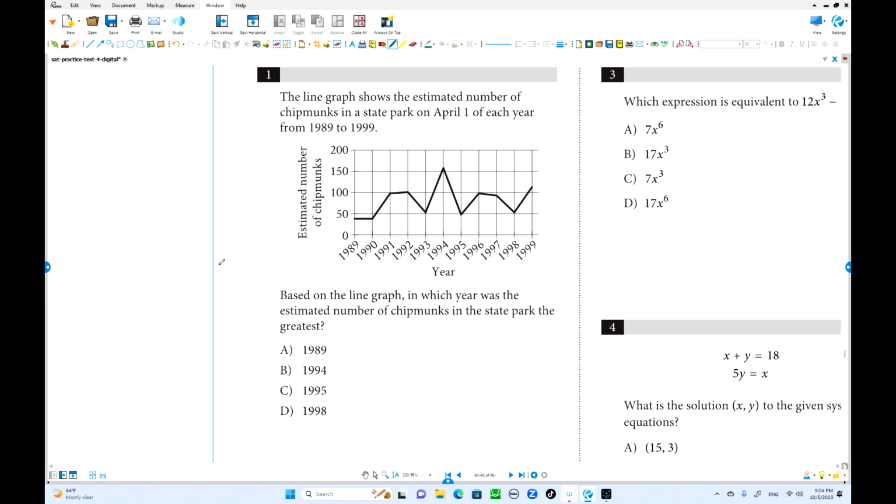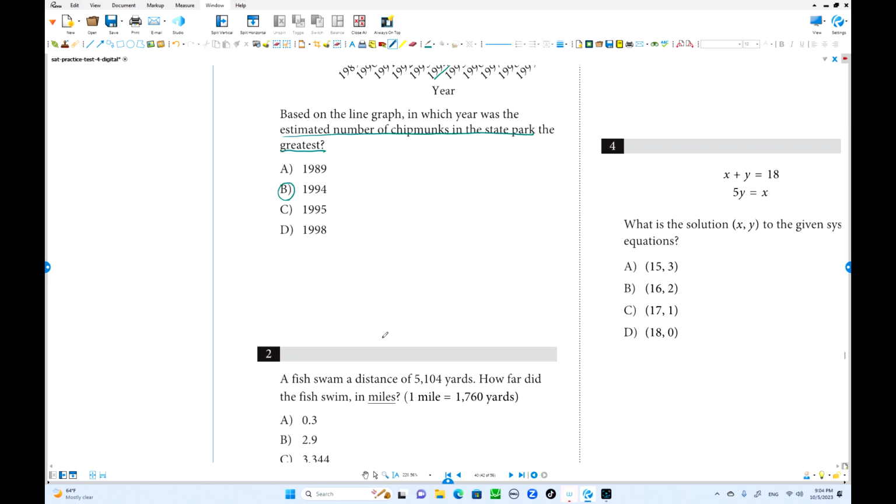Okay, now let's do number 1 over here. We have the line graph, 1989 up to 1999, with the estimated number of chipmunks. Based on this line graph, in which year was the estimated number of chipmunks in the state park the greatest, the highest point? Where is it? This point. So this is the highest point, around 150 chipmunks. So 1994 is the answer.